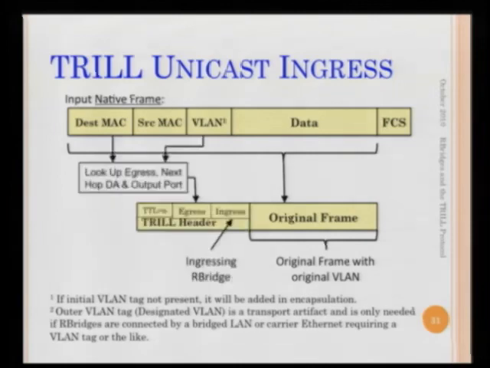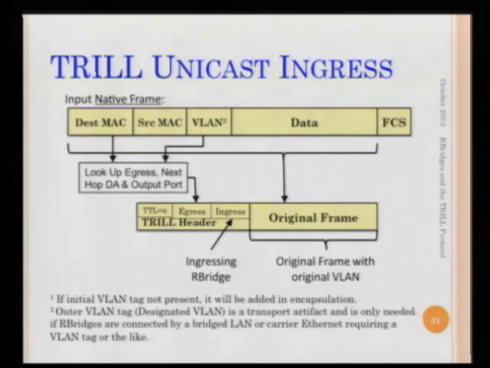The next thing we do is add the TRILL header. We take the destination MAC and destination VLAN and go look it up. That gives us information, including what the egress RBridge is going to be. We know we are the ingress RBridge, so the ingress field there is something easy for us to add.